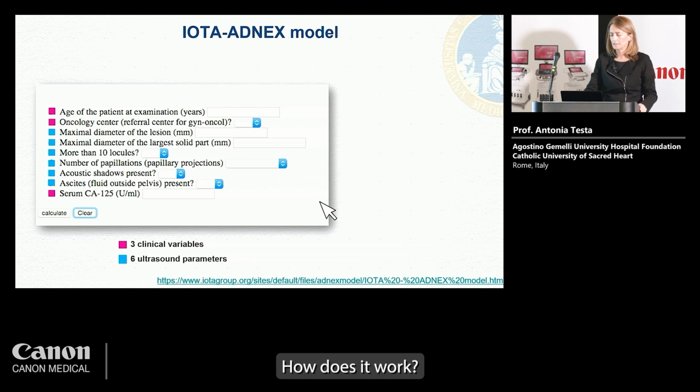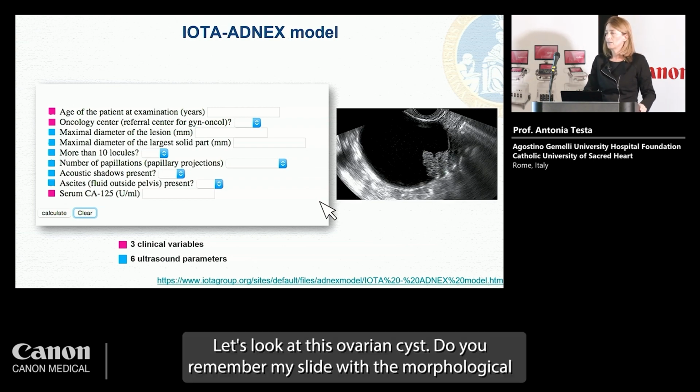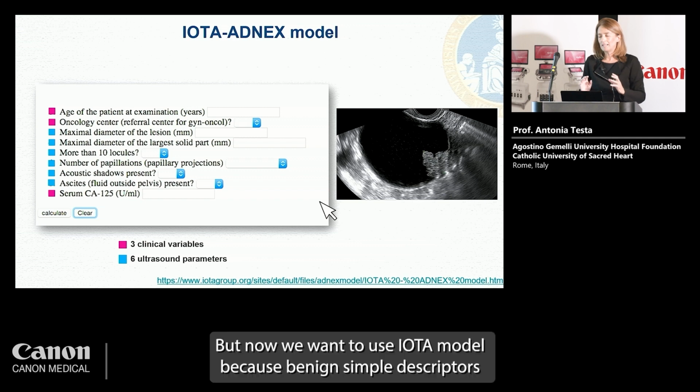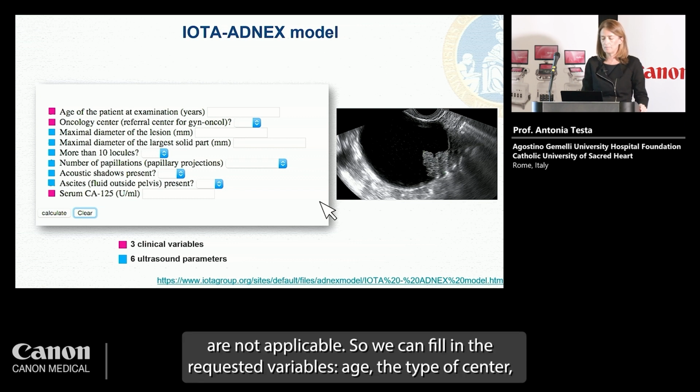How does it work? Let's look at this ovarian cyst. Do you remember my slide with the morphological name? We can call it unilocular solid. So we know that the risk of malignancy is 33. Done. But now we want to use the IOTA model because benign simple descriptors are not applicable.